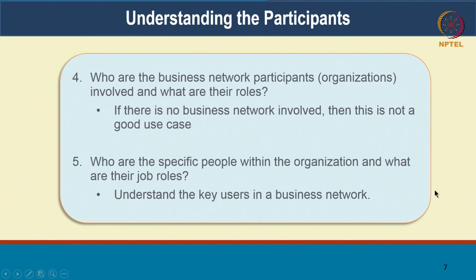Then who are the specific set of people and organizations, and what are their job roles? Understand the key users in the business network and how they interact with each other. Again, this goes back to the as-is process. How is the process working currently? And in that process, clearly identify the users and the roles that they are performing today.